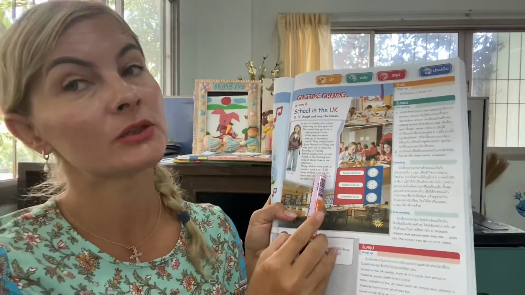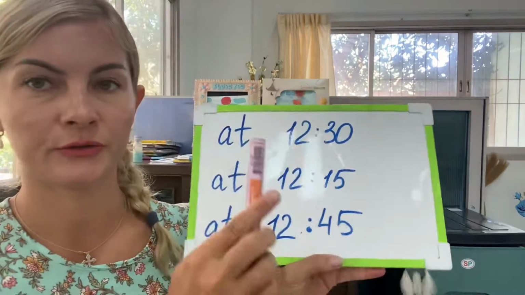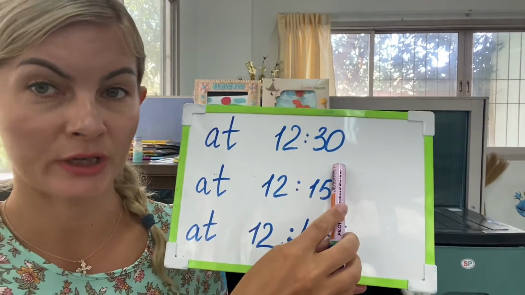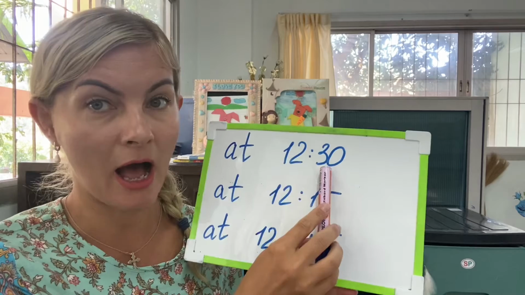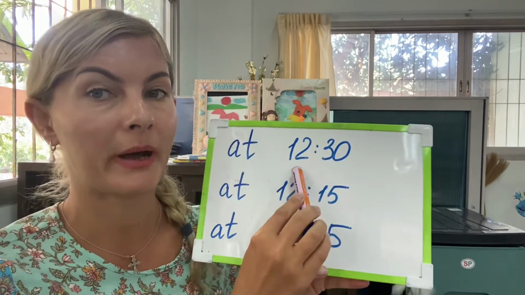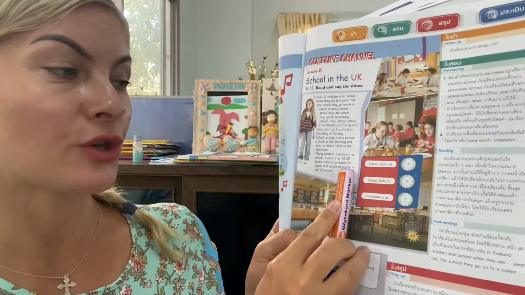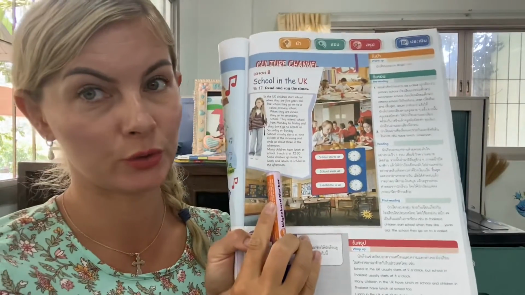Lunch is at 12:30. You know, 12:30. But you can also say half past 12. At 12:30. Okay. Well, some children go home for lunch and return to school in the afternoon.